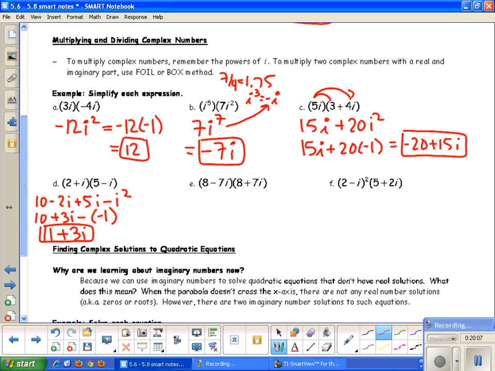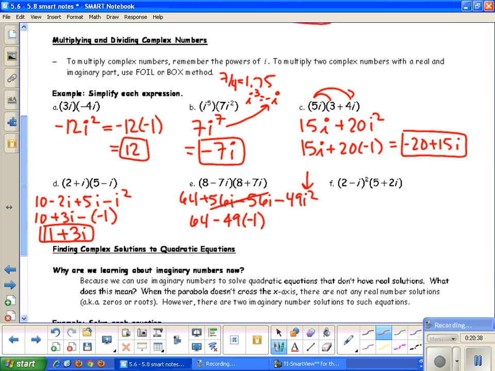So I would pause it and see if you can do the next two on your own. And then I'm going to do them with you. So for E, 8 times 8 is going to give me 64. And then we have plus 56i, and then minus 56i, and then minus 49i squared. Notice that these terms cancel out because it's plus and a minus. So we have 64 minus 49 times -1.